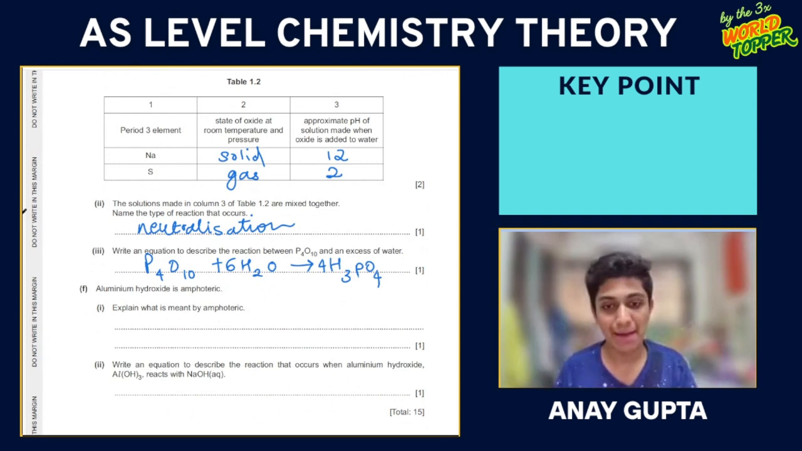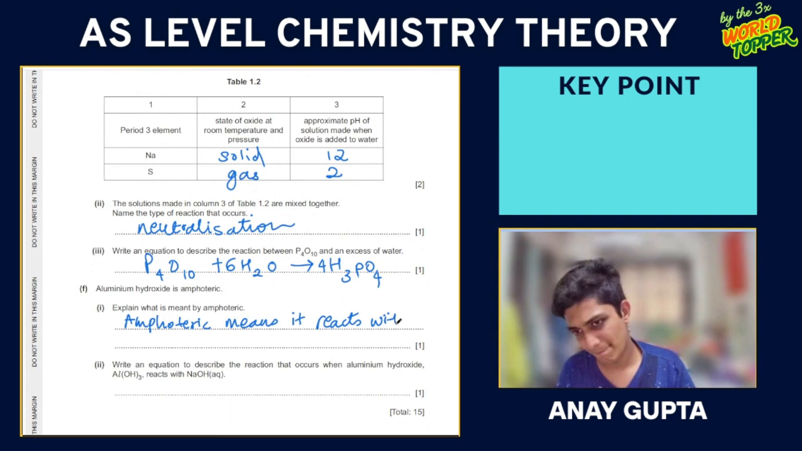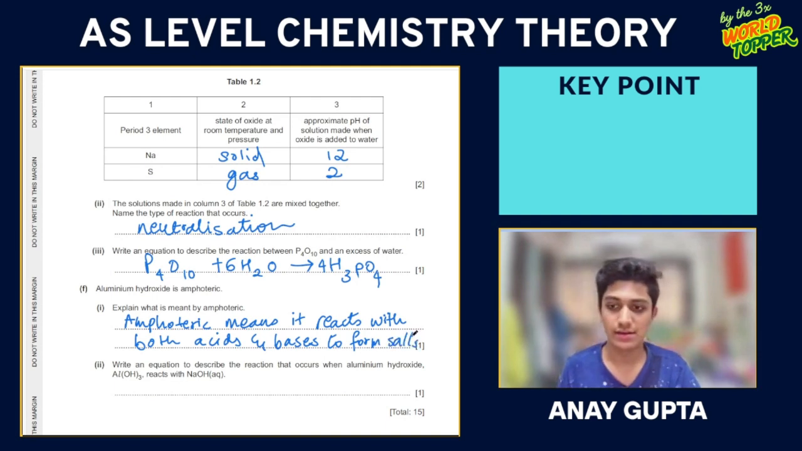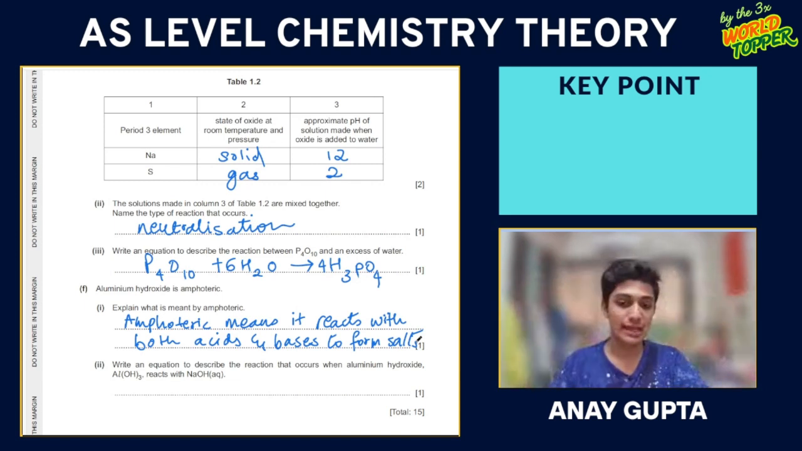Aluminium hydroxide is amphoteric. Explain what is meant by amphoteric. So amphoteric means it reacts with both acids and bases to form salts. Right? So this is your simple answer. It will give acid-base reactions with both acids and bases.